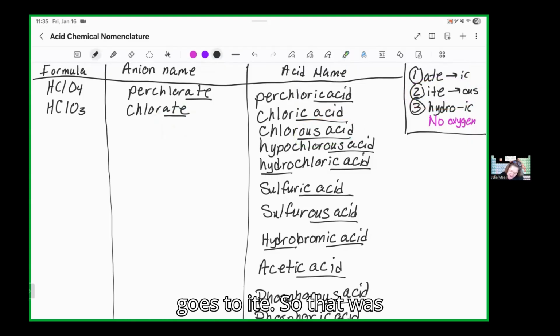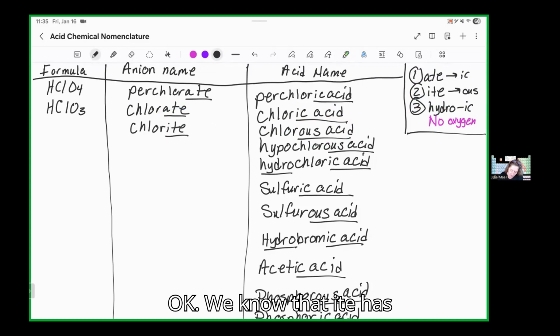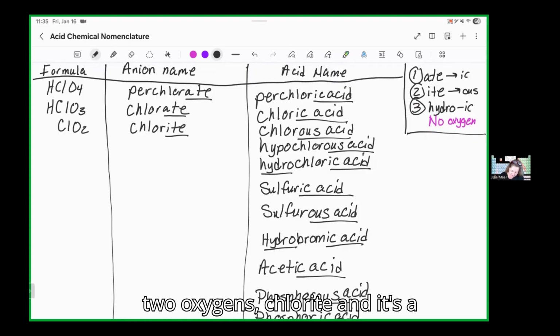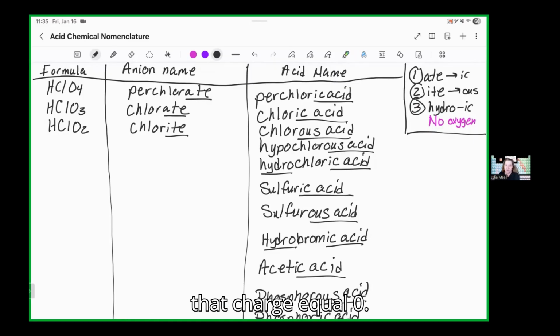Okay, chlorous, ous, comes from the ite. So ous goes to ite, so that was chlorous, so that's the chlorite ion. Okay, we know the ite has 1 less oxygen. So chlorite has 2 oxygens, and it's a 1 negative, so it needs 1 positive hydrogen to make that charge equal 0.